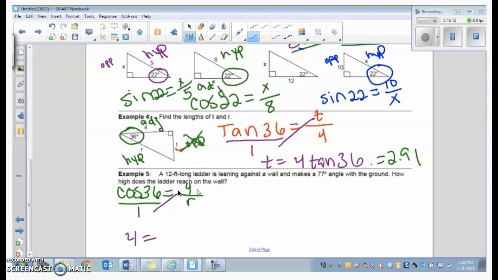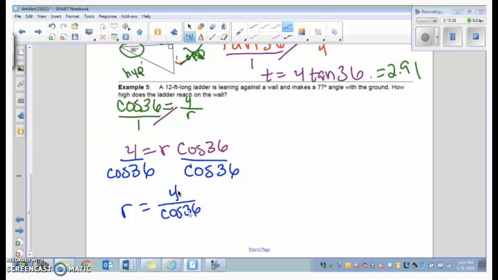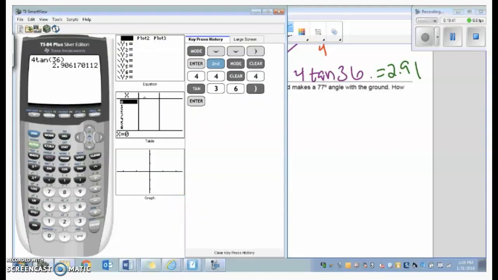So in this case, we say 4. I know it kind of looks like 21, but it's 4. So 4 equals r cosine of 36. And since that cosine of 36 is just a constant, we're just going to divide both sides by cosine of 36. So r equals 4 divided by cosine of 36.